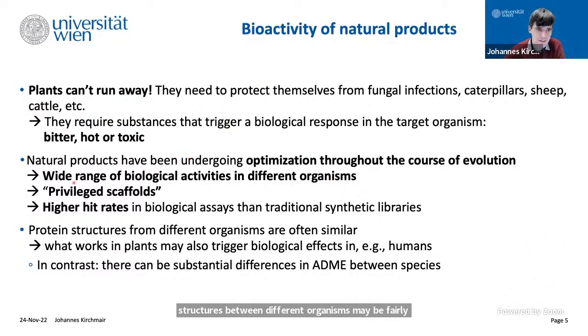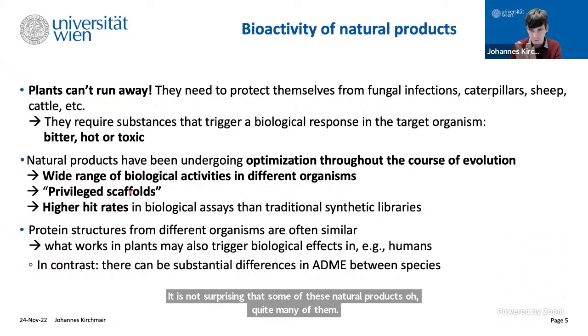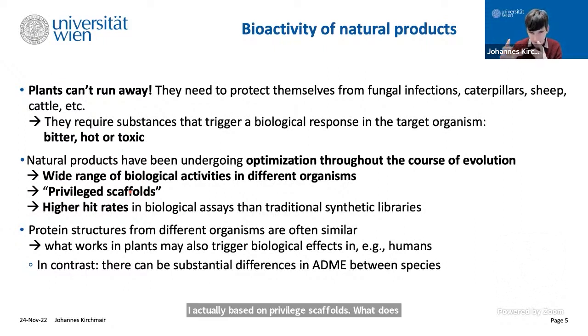So it is not surprising that some of these natural products, or quite many of them, are actually based on privileged scaffolds. What are privileged scaffolds? Privileged scaffolds are molecular or ligand cores that enable this molecule to bind in a specific manner to several different proteins. So these are basically molecular frameworks that are particularly interesting for medicinal chemistry because they have a high chance of being active on some targets, and they could be valuable starting points for an optimization.